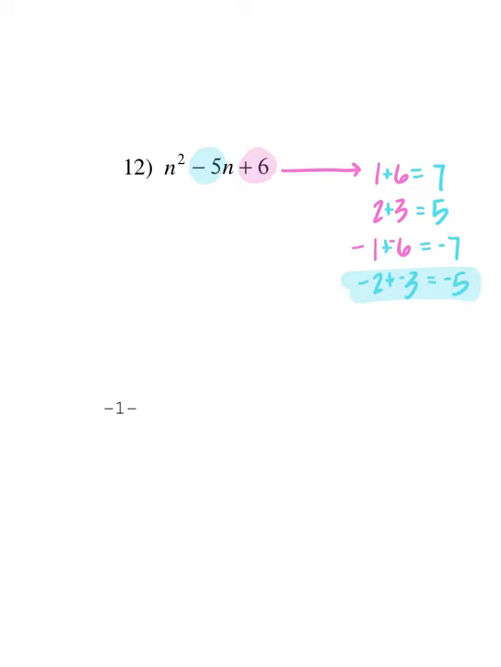So when I go back to put my parentheses, again, I split my n, 1 here, and just fill in with my negative 2, negative 3. And that's the answer.